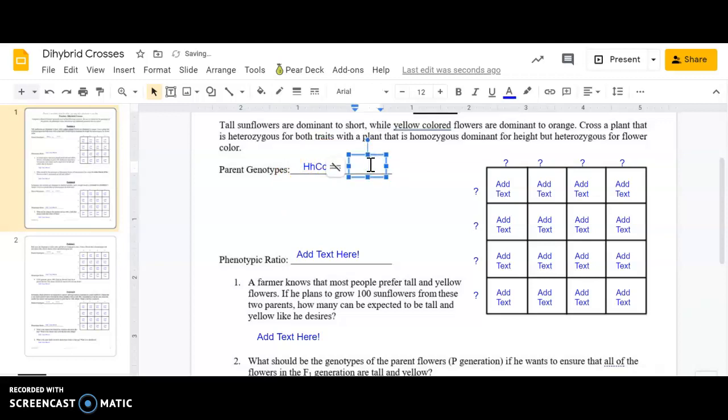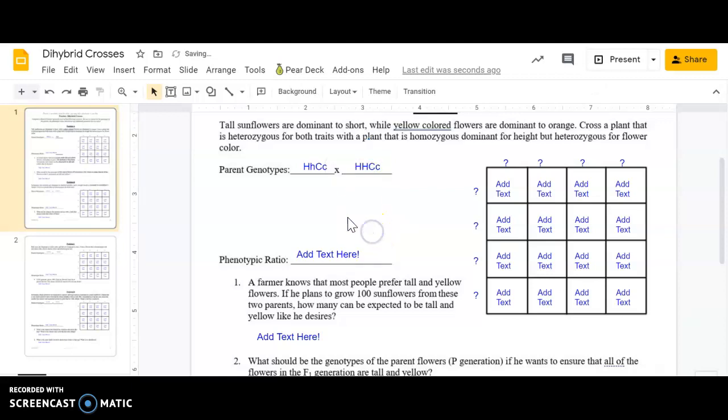Plant number 2 is homozygous dominant for height. So homo means the same. Dominant means we're going to be using capital letters. And it says it's heterozygous for flower color. So that means hetero, opposites, color. So we have a big C. And, oh, sorry, I did that wrong in the first one. So big H, let's see, homozygous dominant, big H, big H. See how easy it is to get confused? And big C, little c.